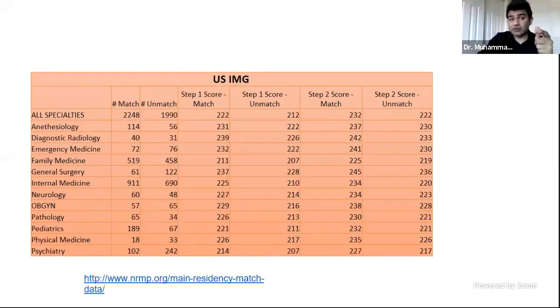Okay, that was non-US IMGs. Look at the same results for US IMGs, if you are a US citizen but graduated from a different country. It's almost the same thing. Look at general surgery. Okay, 61 US IMGs matched in general surgery. The score for the person who matched was 237 in Step 1, and for those who did not match, the score was 228. This is good. This is good data. As I said, we want to know how big the beast is before we try to be prepared to beat the beast. So you have to know these data.